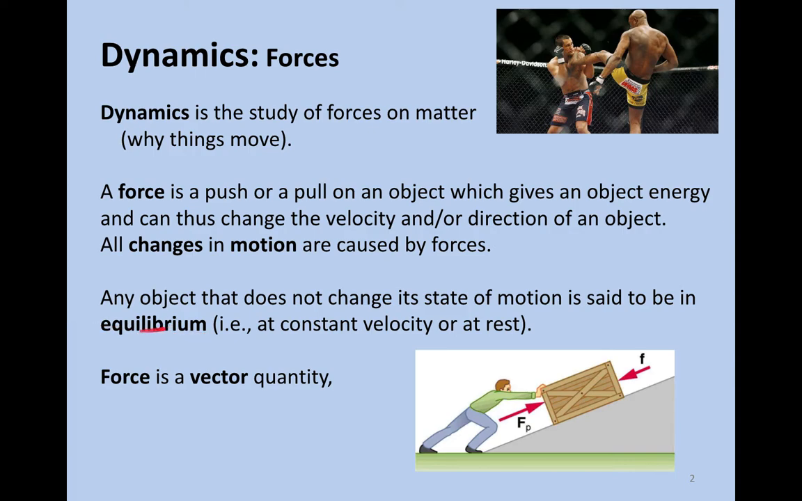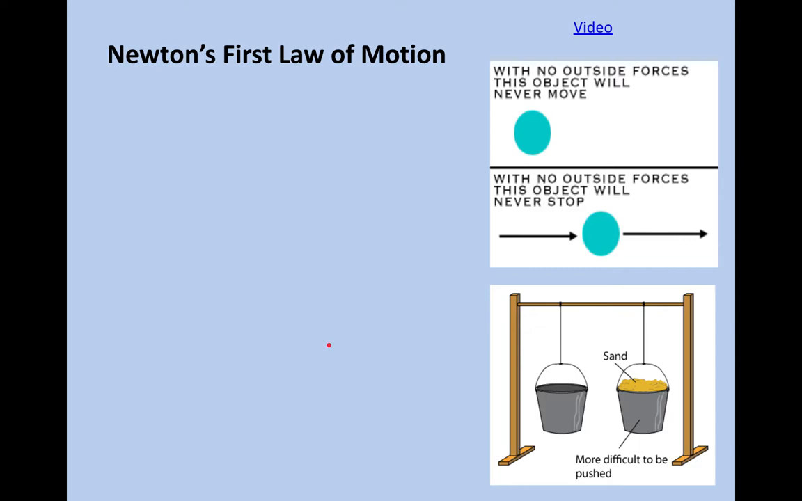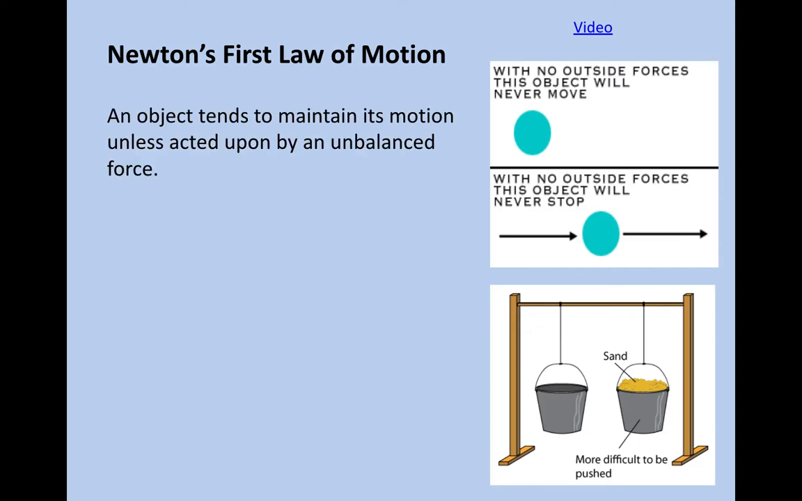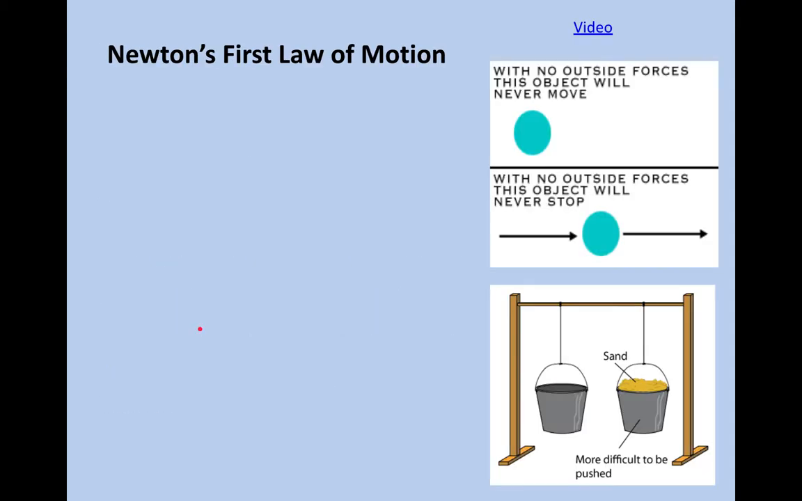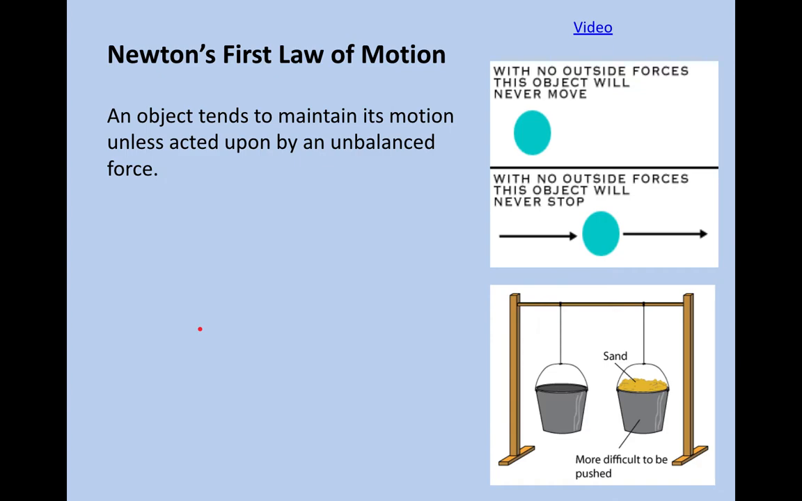We'll get to this in the next slide. Forces are vectors, they have directions, therefore they have magnitudes as well. Now coming back to this business of equilibrium, this is Newton's first law of motion. What does it state? An object tends to maintain its motion unless acted upon by an unbalanced force. So an object in motion tends to stay in motion.